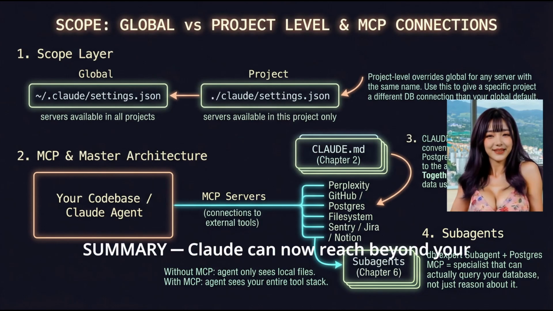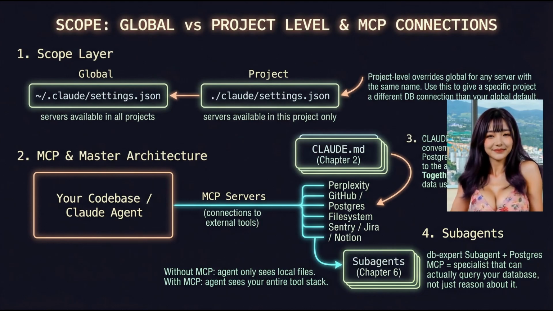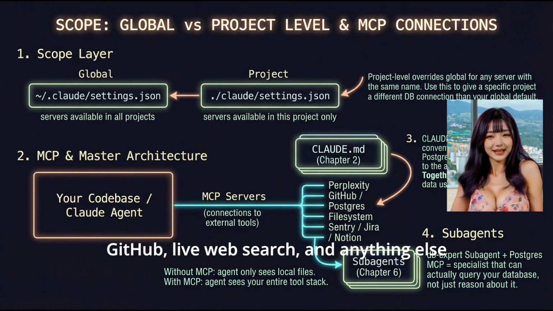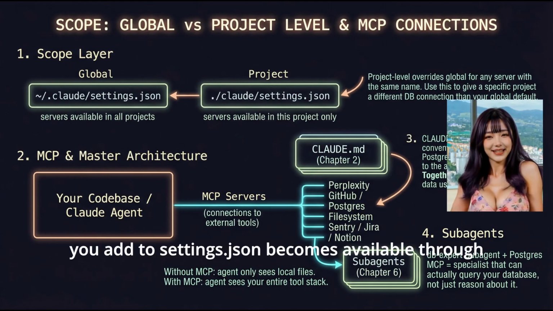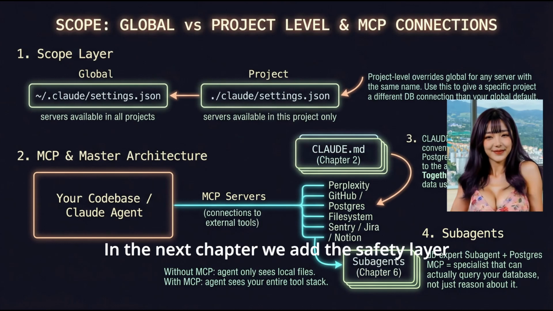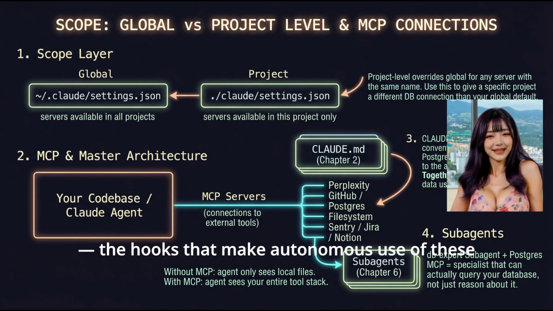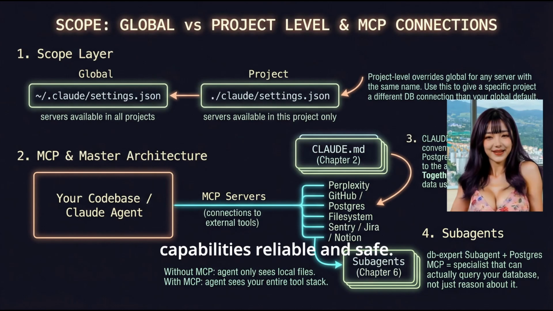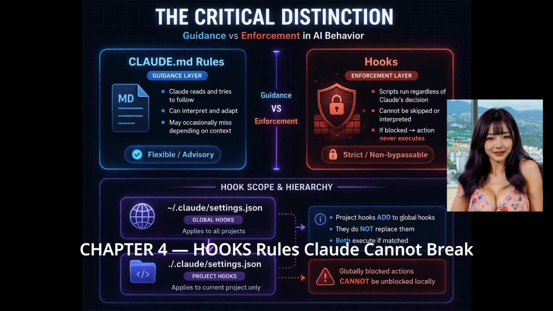Summary. Claude can now reach beyond your machine. GitHub, live web search, and anything else you add to settings.json becomes available through plain English requests. In the next chapter, we add the safety layer, the hooks that make autonomous use of these capabilities reliable and safe. Chapter 4. Hooks.